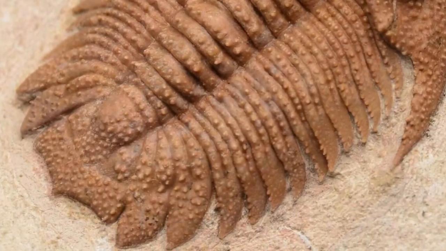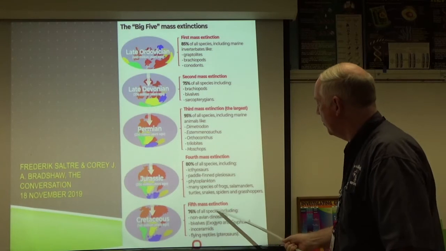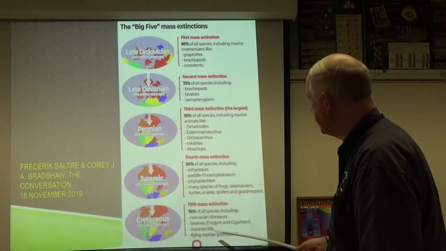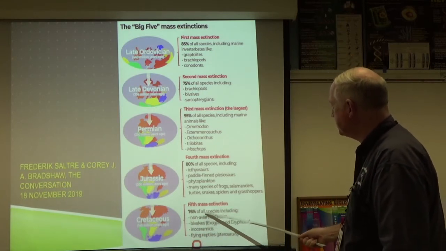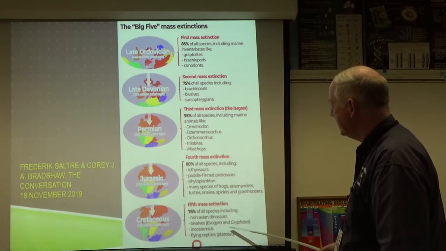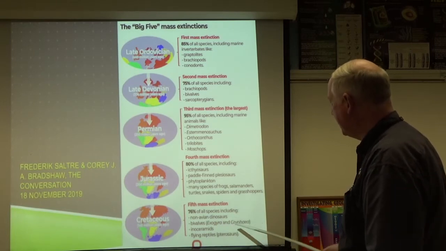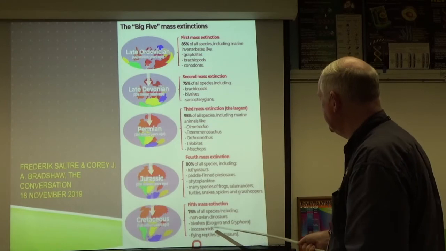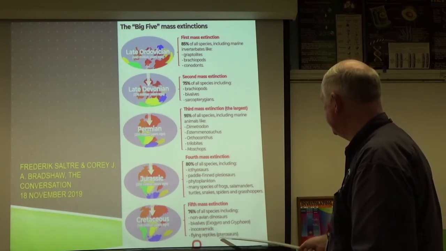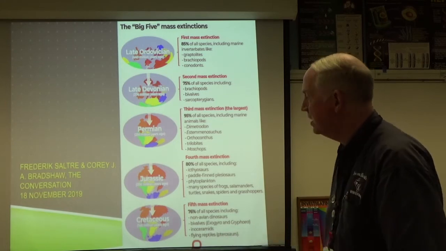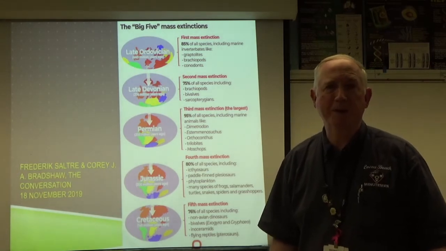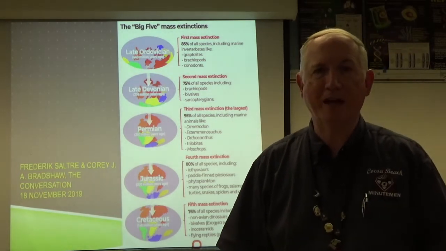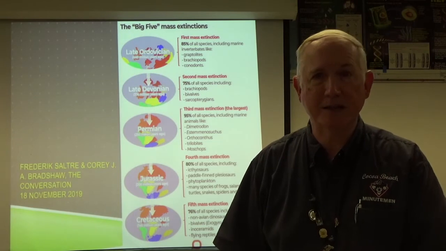And then the last, fifth mass extinction was the Cretaceous extinction. 76% of all species, including non-avian dinosaurs, bivalves, which are shellfish, and flying reptiles like pterosaurs. All of those things were taken out. Of course, we do believe that some of the dinosaurs survived and changed and became today's birds.